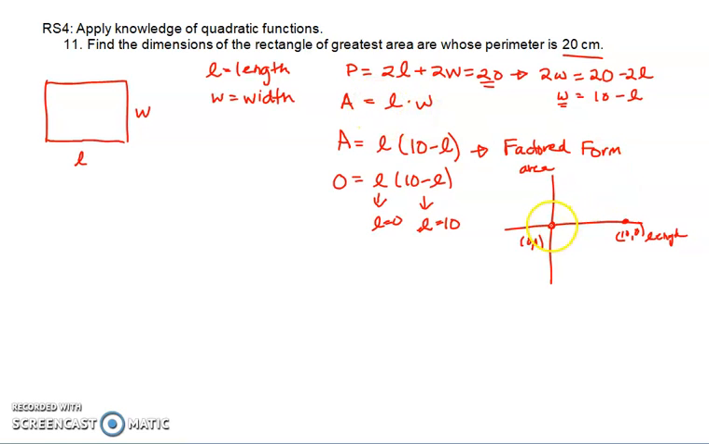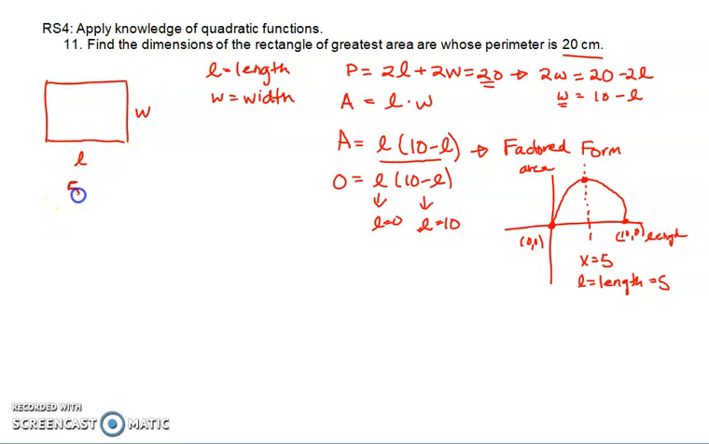I have to recognize that means the area is going to go up and the area is going to go down. And what that tells us, because parabolas are symmetrical, is that the axis of symmetry should be right in the middle. The axis of symmetry should be at 5. So by recognizing this is in factored form, I now know x, and in this case the length is actually 5. And that's part of the question, find a dimension.